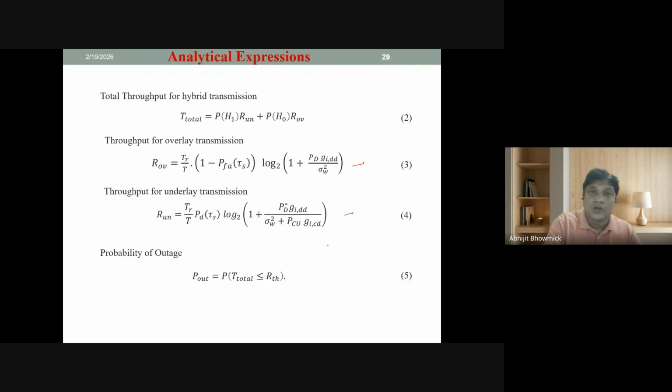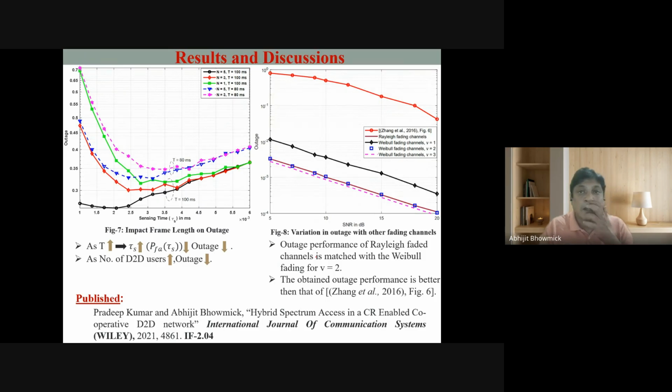Okay, and this is the outage expression, the total outage expression. If you look at the outage characteristic, you can see that as the sensing time increases, the outage decreases and reaches a minimum. Then if the sensing time increases further, the outage increases again. That means if I think about this green curve, this is the optimal sensing time.